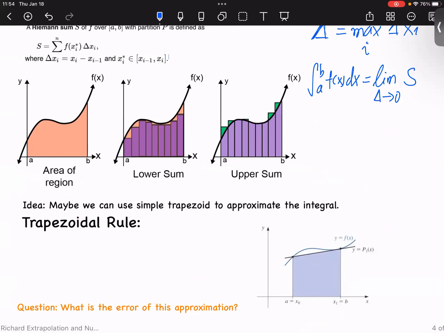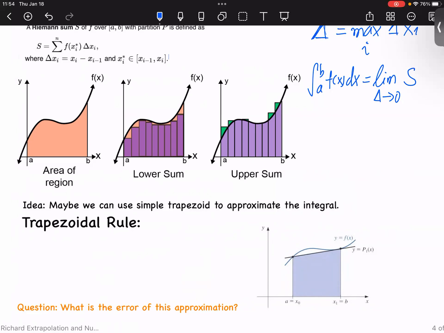But now, let's say we want to do one simple situation. We only have 2 points and then just one big interval. So we have just one big interval here, and this is my x0 and this is my x1. I'm going to use this trapezoid area to approximate the integral from a to b of the function f(x).